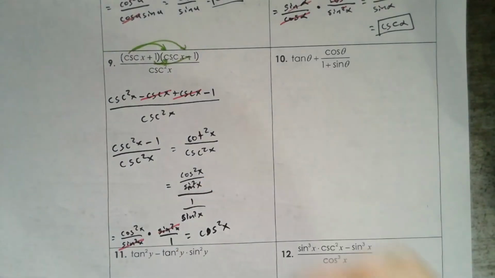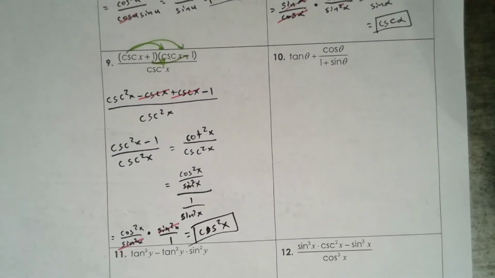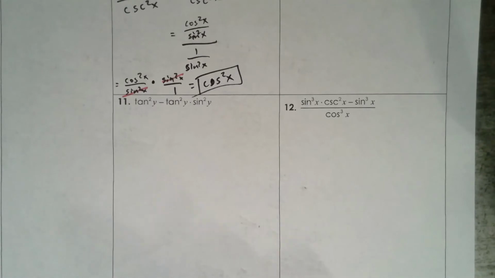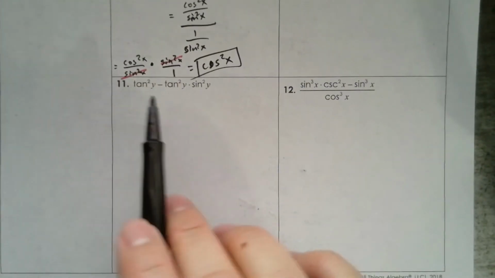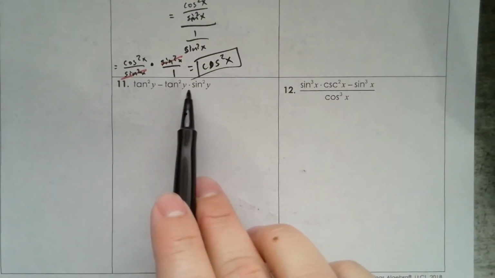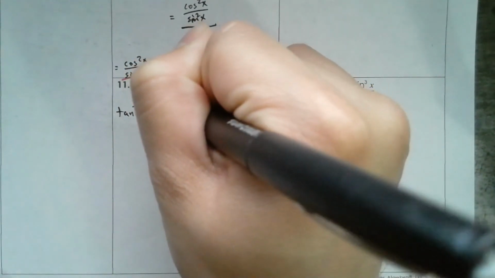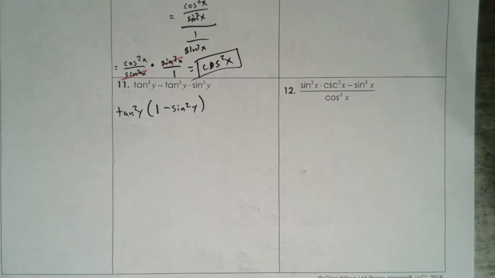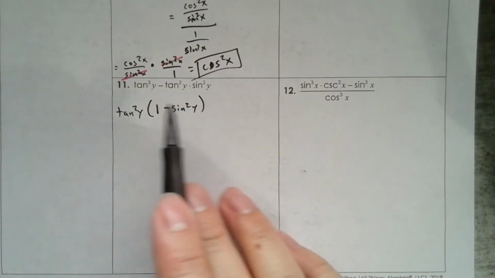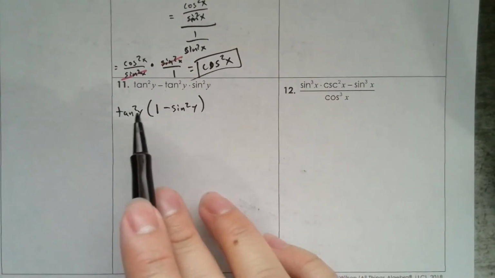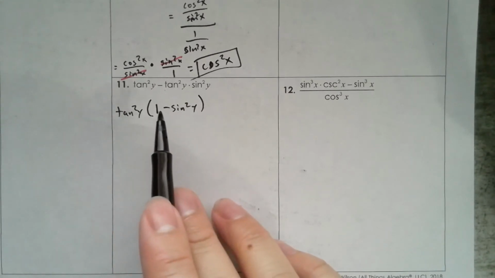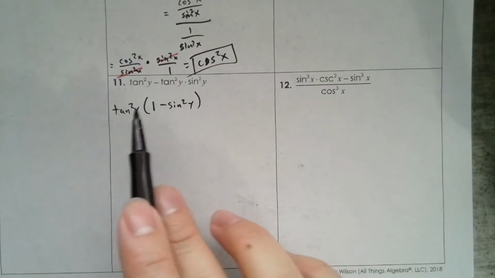Okay, last one, number 11. I have tangent squared y minus tangent squared y times sine squared y. Both of these have tangents, so I'm going to factor out a tangent squared y from both of them. That'll give me 1 minus sine squared y. If I distribute this in, I get the original: tangent squared y times 1 is this term, and tangent squared y times sine squared y is this term.